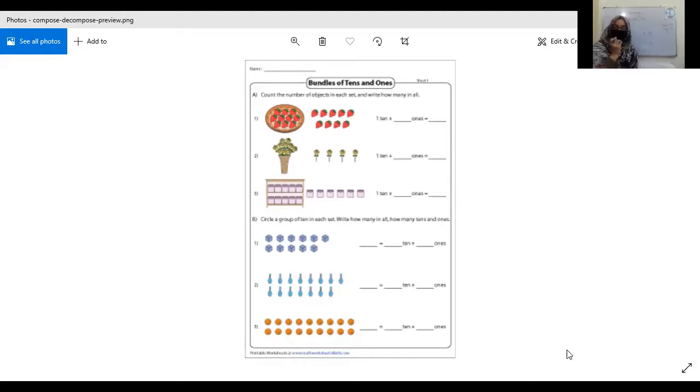Okay, now let's look at the next thing. First there is a bundle of 10. And what is on the second? How many ones are there? One, two, three, four, five, six. So if we have 1 ten and 6 ones, the number is 16.